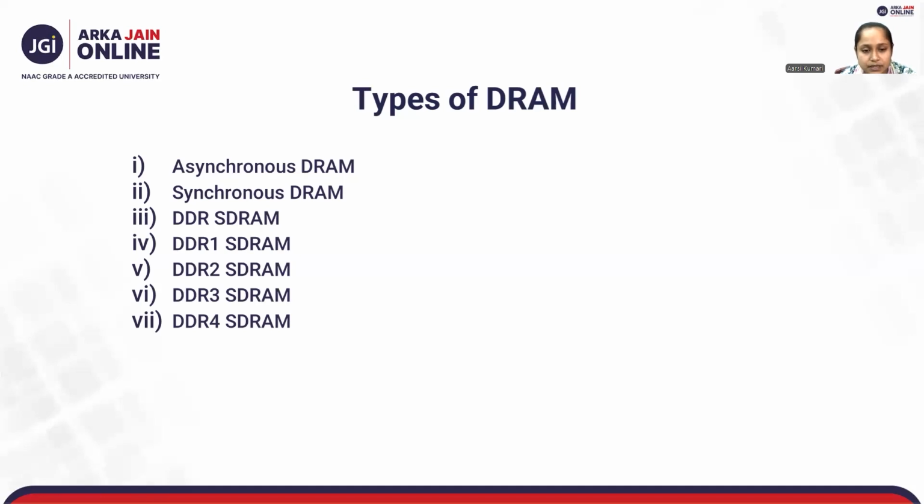DDR3 SDRAM. In this version, the voltage is further reduced from 1.8 volt to 1.5 volt. The data rate has been doubled compared to the previous generation RAM as the number of bits that are prefetched has been increased from 4 bits to 8 bits. We can say that the internal data bus within the RAM has been increased 2 times compared to the last generation. DDR4 SDRAM.